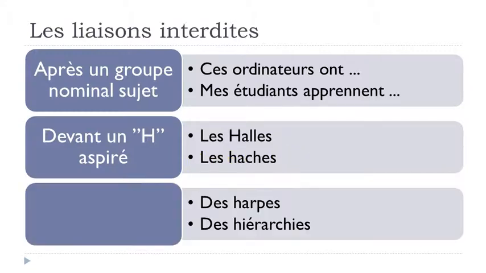So I did write two other examples. In that case, harpe, so the musical instrument. Des harpes, okay, so you don't make the liaison between the two. Des harpes, and the last one, hiérarchie. Des hiérarchies, okay, so just to show you that it's not only with A, because I've got three examples with A, but in that case it's I, okay, des hiérarchies. All right, so no liaisons here, here, here, and here, because these words are starting with what we call H aspiré.